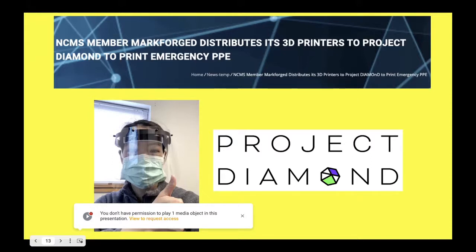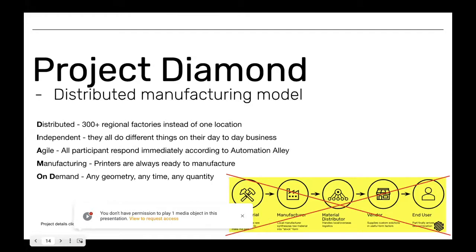So with Project Diamond, what it enabled was on-demand manufacturing. So you're able to print any geometry, any time, any quantity. So rather than having that complex supply chain, you're able to produce these parts straight away.